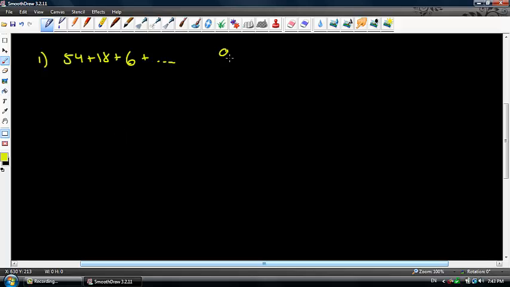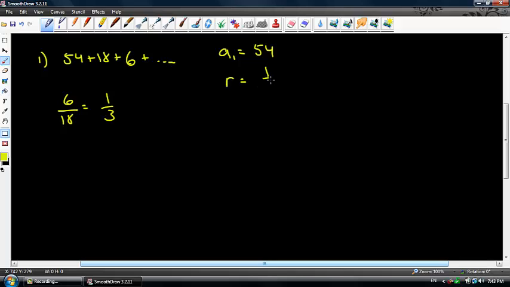Well, a sub 1 is easy. That's 54. That's obvious. Like putting ice cream in the freezer. How do you find r? Well, r is easy to find as long as you take the second term and divide it by the first term. Actually, in this case, it's easier to take the third term and divide it by the second term because the numbers are getting smaller. So 6 over 18 is 1/3.